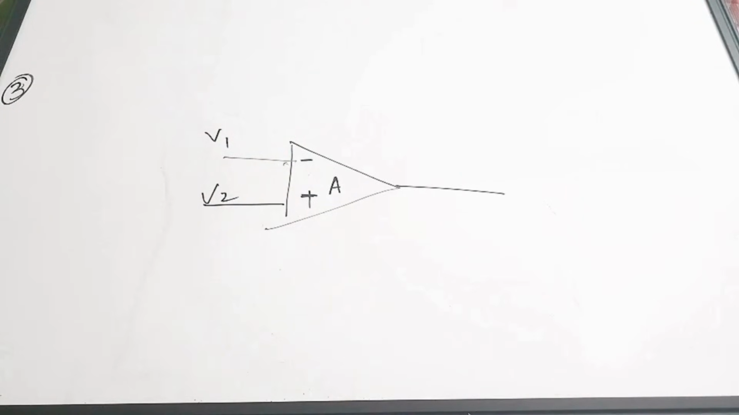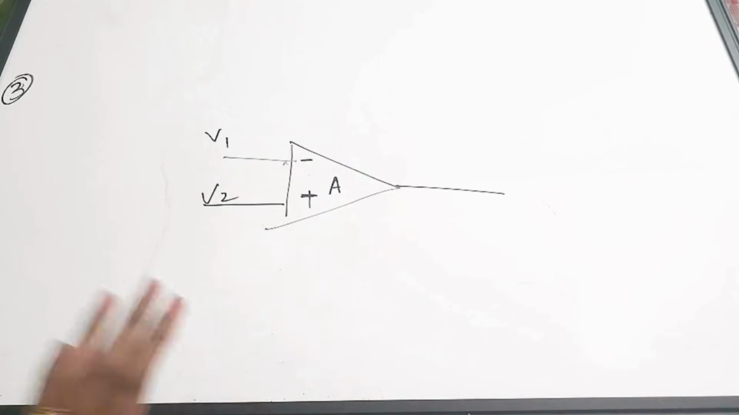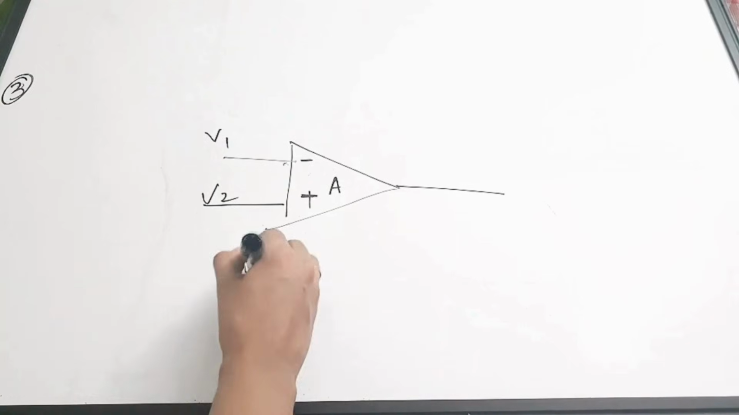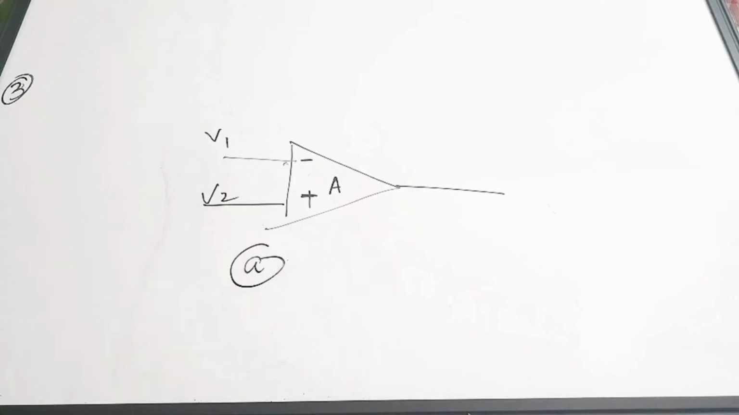That is the basic difference between other types of amplifiers and op-amps, or operational amplifiers. That's why we call it a differential amplifier also. It is interested in the difference between the two input voltages. So the correct answer is A, that is, it amplifies the difference between two input voltages.